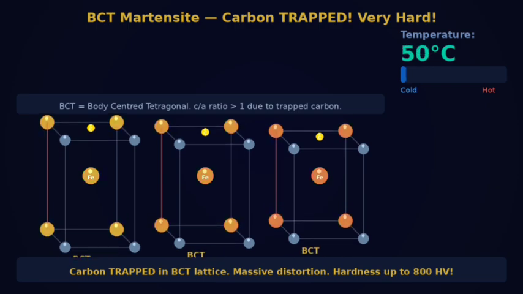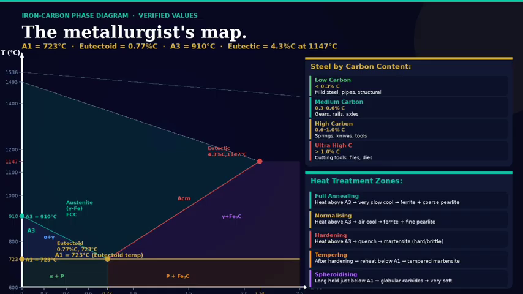And that brings us to the iron-carbon phase diagram. Every metallurgist has this diagram memorized. The iron-carbon phase diagram is the fundamental map for understanding steel. The horizontal axis shows carbon content from 0 to 2.5%. The vertical axis shows temperature from 600 to 1600 degrees Celsius. Every point tells you what phases are present at that composition and temperature.